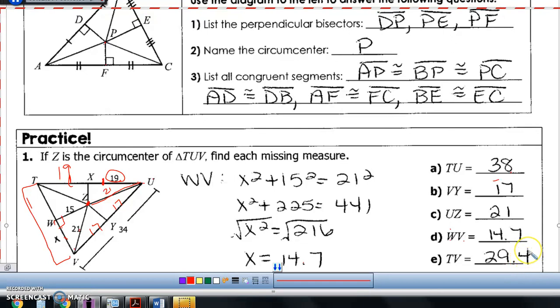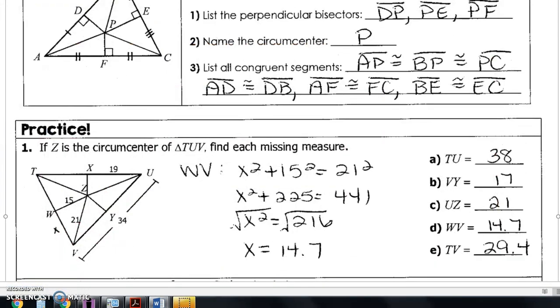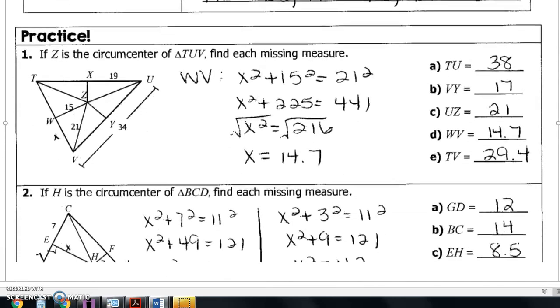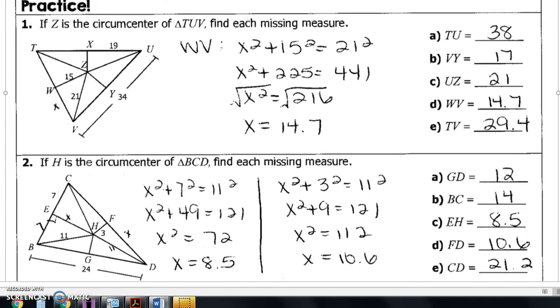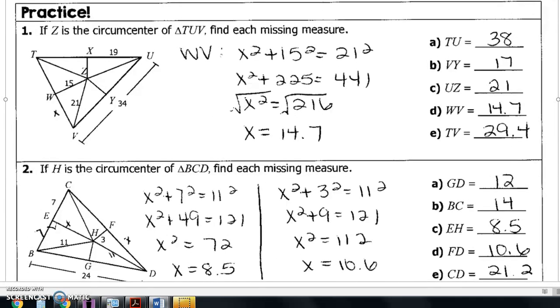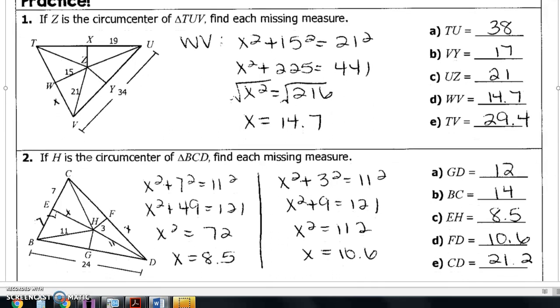Okay? So I want you to try the next one. It's basically set up exactly the same way. I want you to pause the video and then I'll show you the answer. Okay, so give yourself a few minutes to try that one. And then let's check the answers. So this is the next one. Number 2. Check your answers. See if you got them correct.